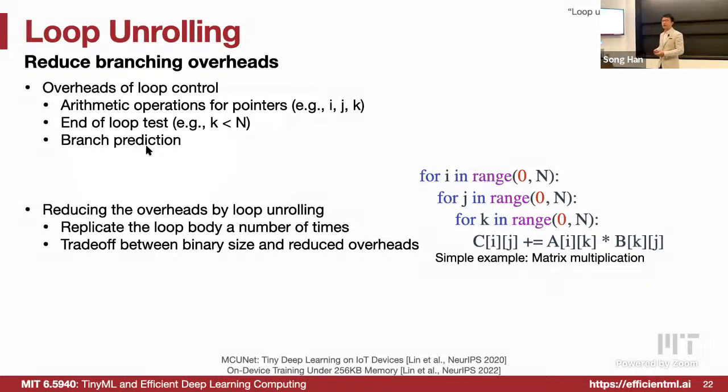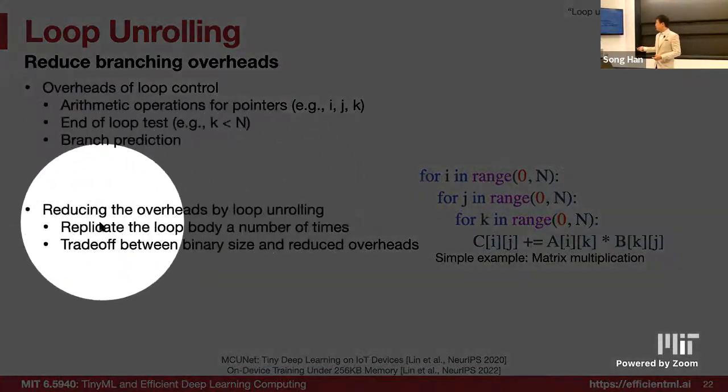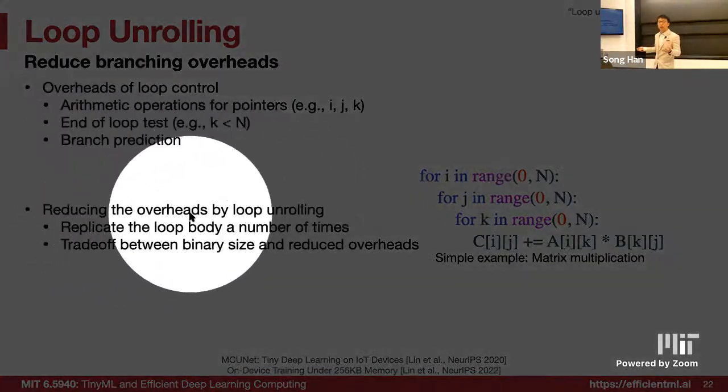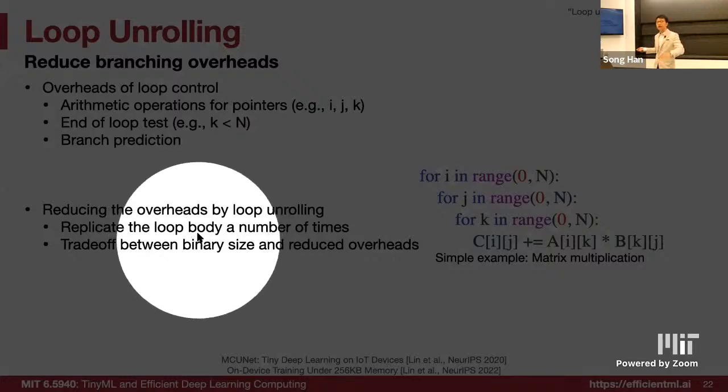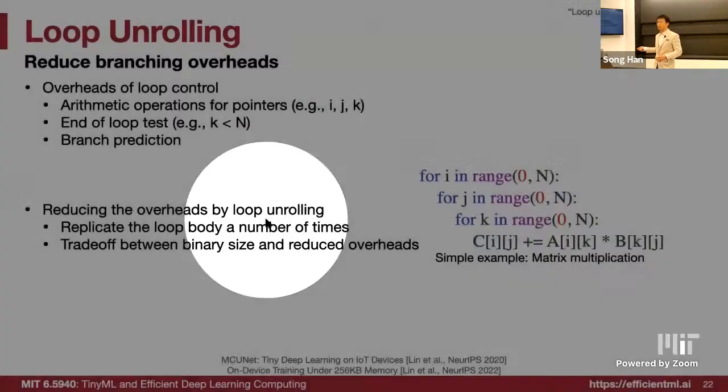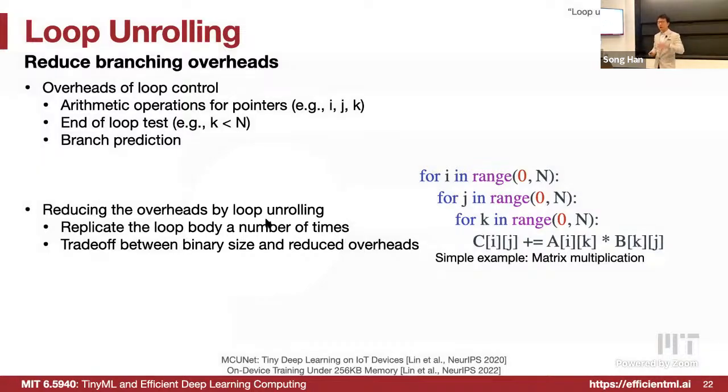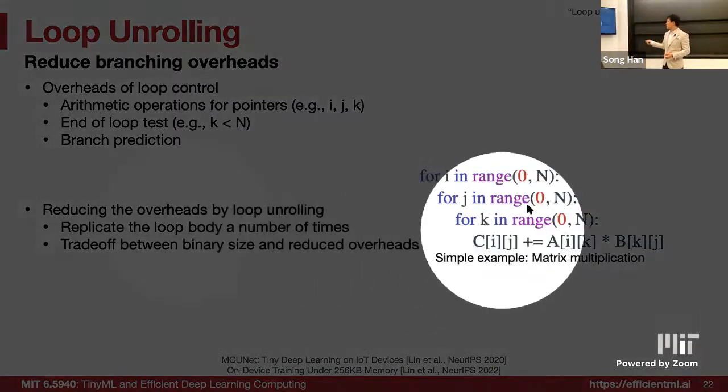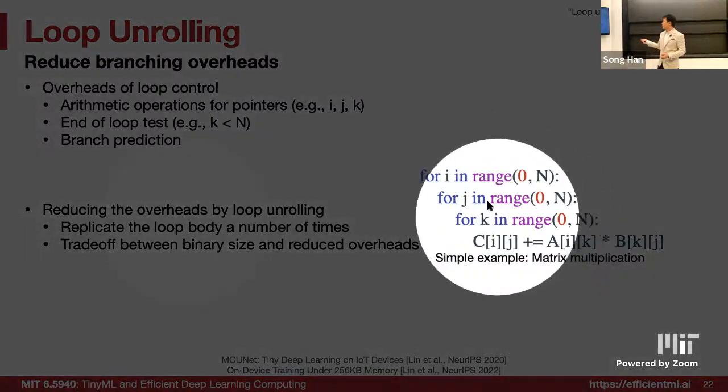If it is not accurate, it will waste a lot of cycles. So we can reduce the overhead by loop unrolling, replicating the loop body several times. Within this loop body, you don't have to have any branch instruction. You can just sequentially execute until you reach the end of the for loop. But you can imagine that will result in a lot of duplicated instructions, which will enlarge your binary size. So this is our simple baseline code.